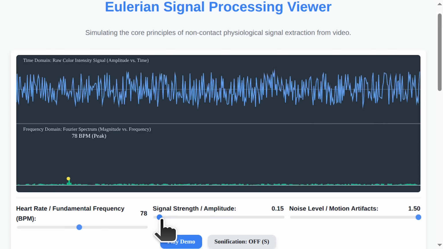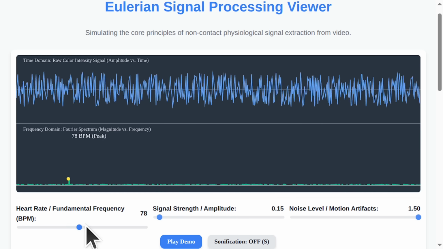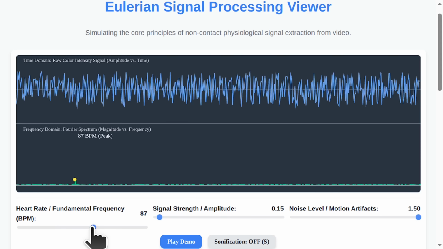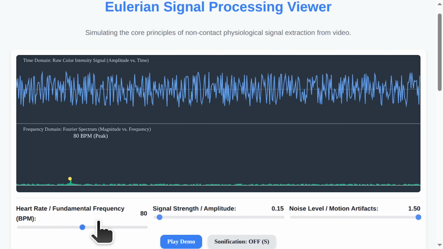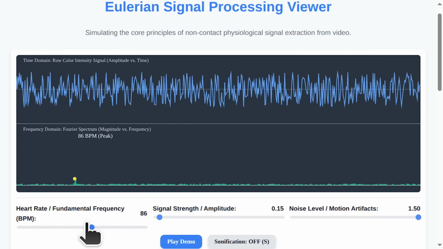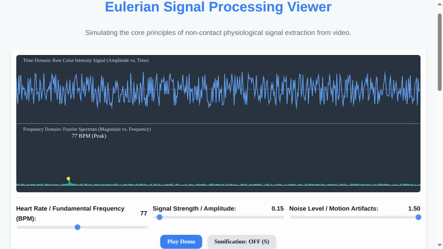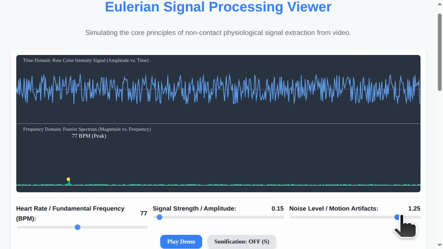That's the whole point. This is the magic. No matter how messy the raw signal gets, the frequency analysis can still find the rhythm, the music hidden in the noise. This is how we can measure a baby's heart rate in an incubator without ever touching them.